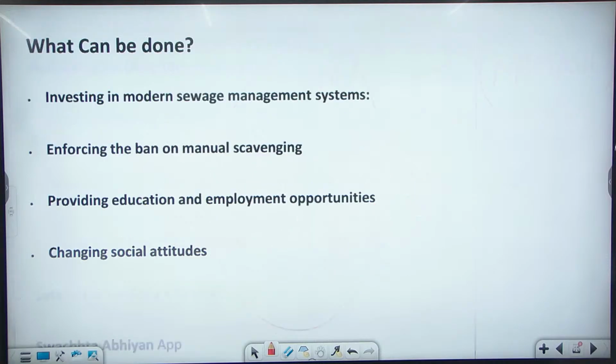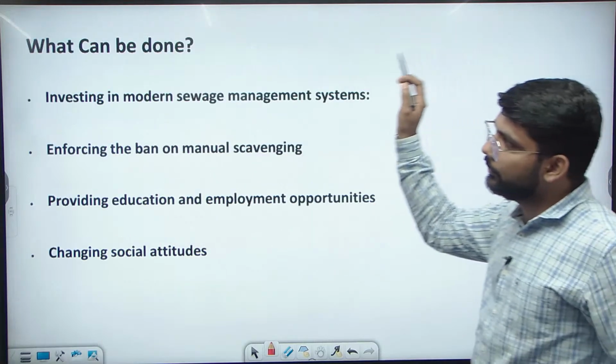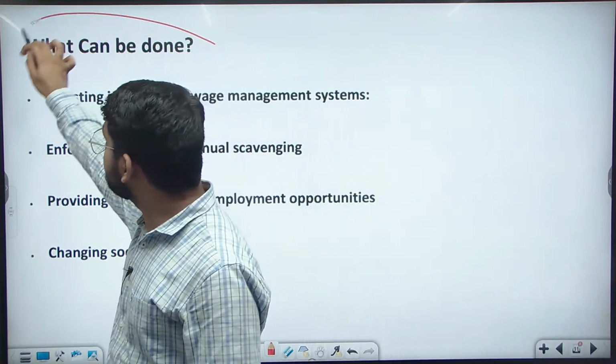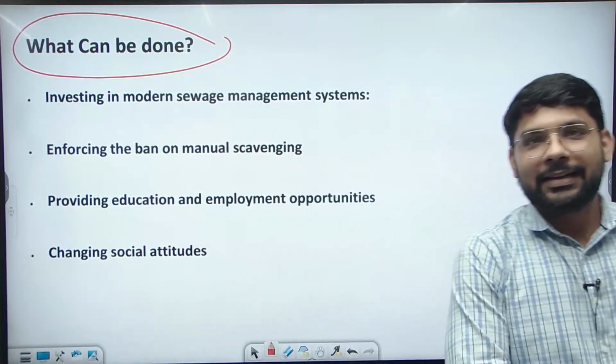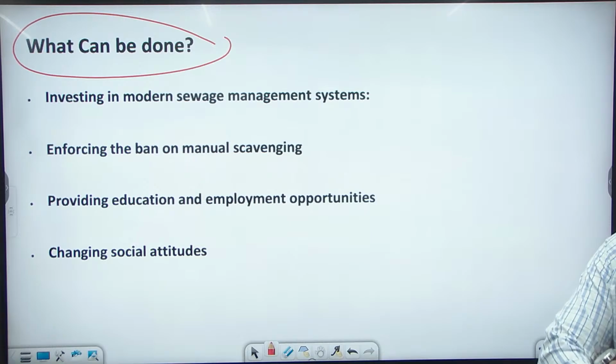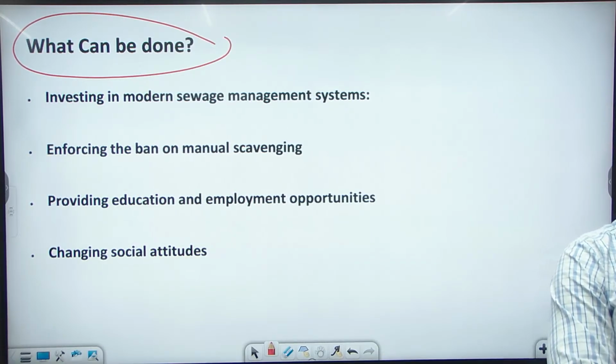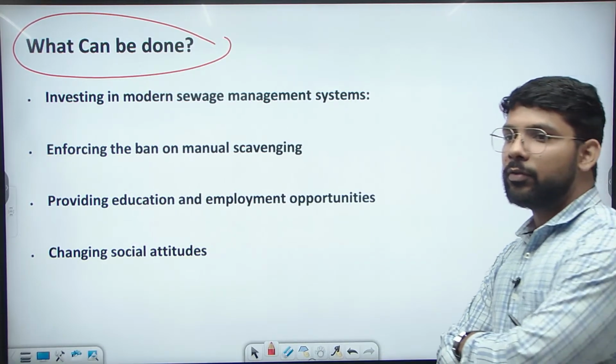Let's see the other part. What can be done? What can we do? Right now we cannot do anything until we are in the bureaucracy. So let's see the first part: investing in a modern sewage system. We can take technology transfer from the developed countries.